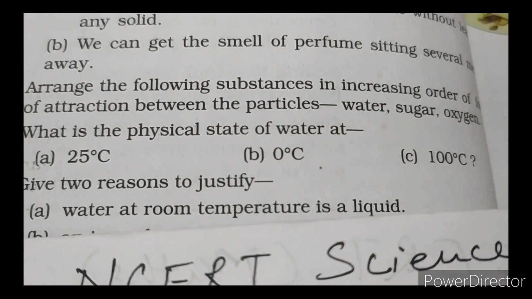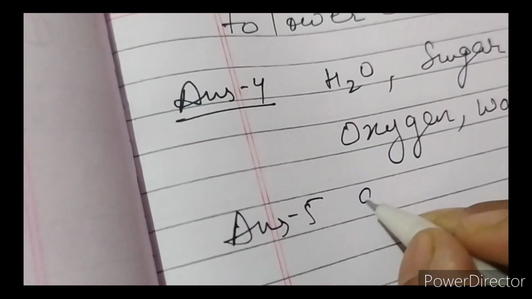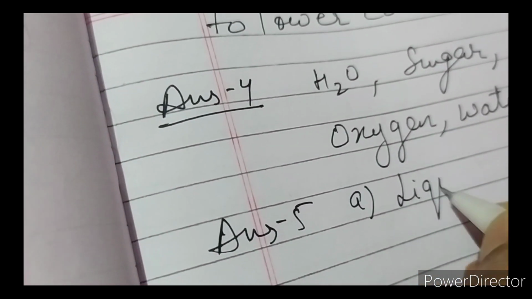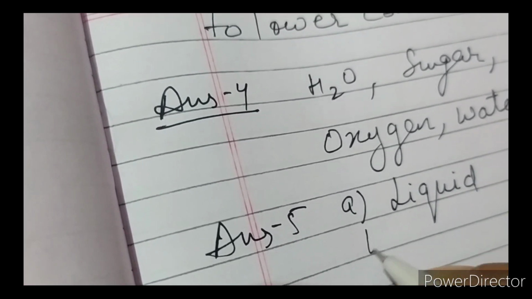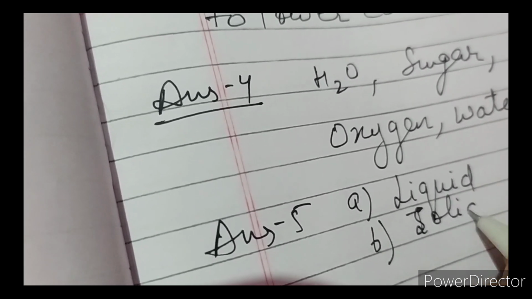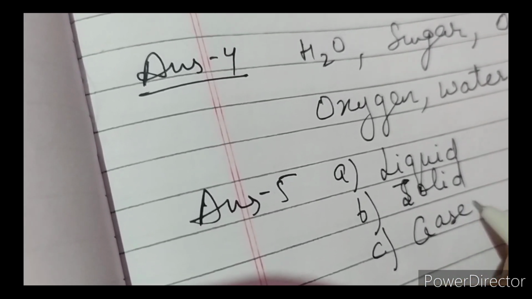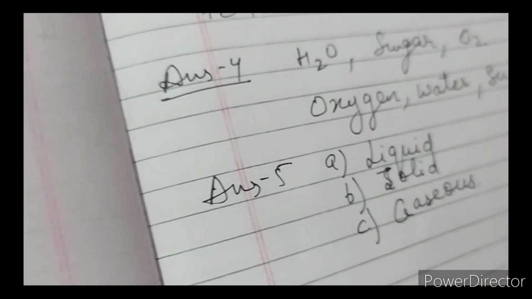At 25 degrees Celsius, the physical state of water will be obviously liquid. So the answer A will be liquid. At 0 degrees Celsius, it will be solid because it will convert into ice. And at 100 degrees Celsius, it will be in gaseous state or gas state because it will convert into vapors.